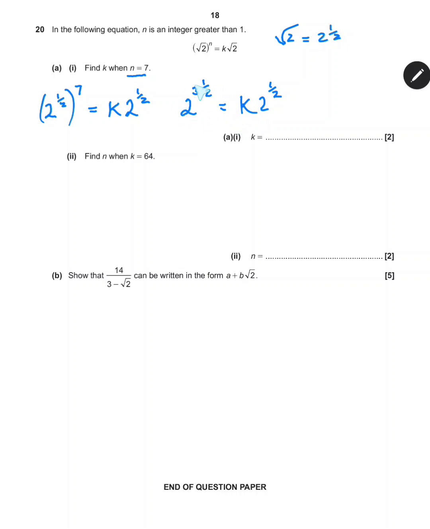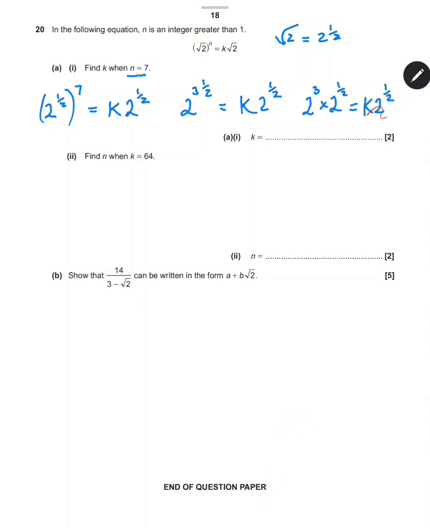We need to look again at this left-hand side, and what we can do is break this apart. 2 to the 3.5 is the same as 2 to the 3 multiplied by 2 to the half. Again, just using your normal laws of indices. If I said 2 to the 3 times 2 to the 4, you'd say that's 2 to the 7. You'd add those together. Well, 2 to the 3 times 2 to the half is 2 to the 3.5. Just add them together. I've done the reverse of that and broke them apart. And that's still the same as k times 2 to the half.